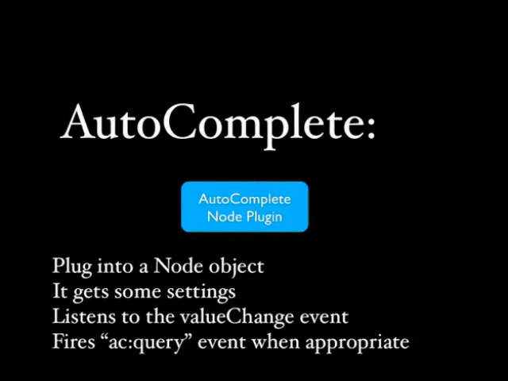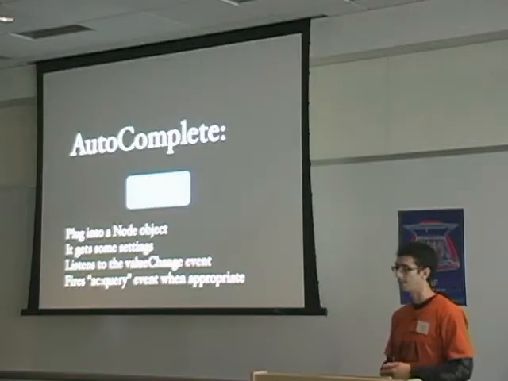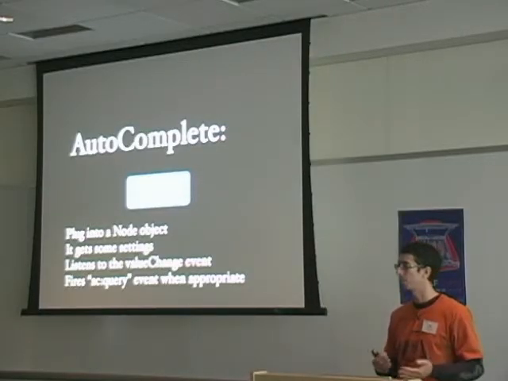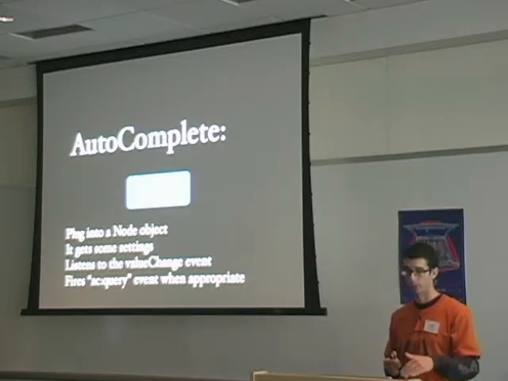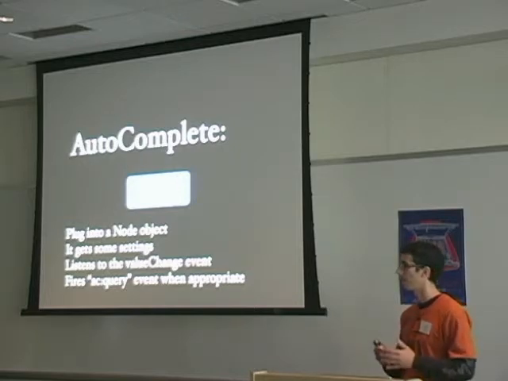It's going to assign a listener to the value change event. And then it's going to fire an AC query custom event when the value has changed. You probably noticed there's a namespace here, AC. I'm just using the AC namespace for everything autocomplete related. So the plugin's namespace is going to be mynode.ac.blah, whatever the plugin adds, and all the events are going to be prefixed like this, so that you can listen to events based on the chunk of the application that's firing it.